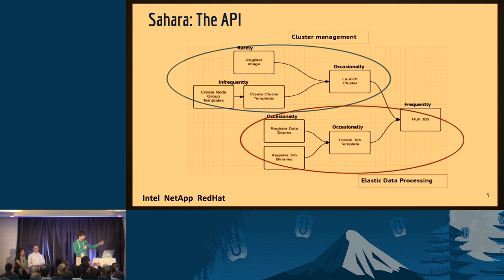We have two fundamental APIs, the cluster management API up top, and the elastic data processing API down at the bottom. And the Manila integration that we're going to be talking about actually touches both of these at different points. We'll be talking about that in a bit.